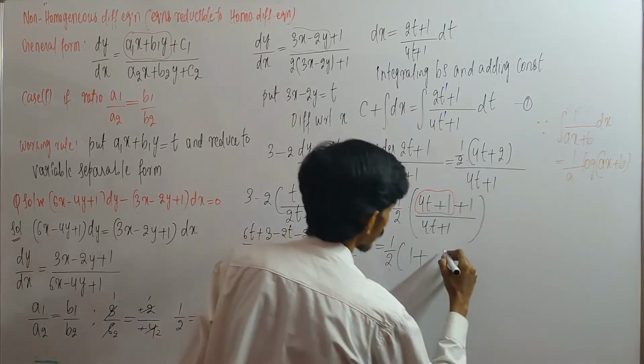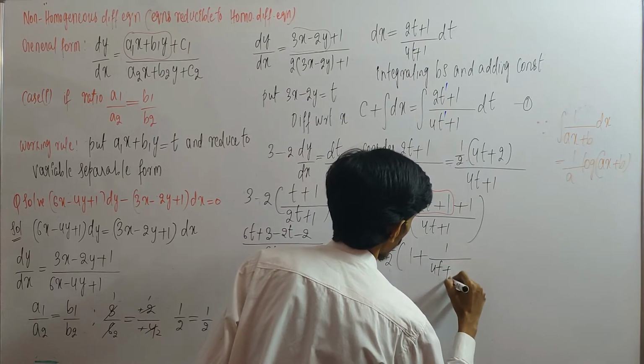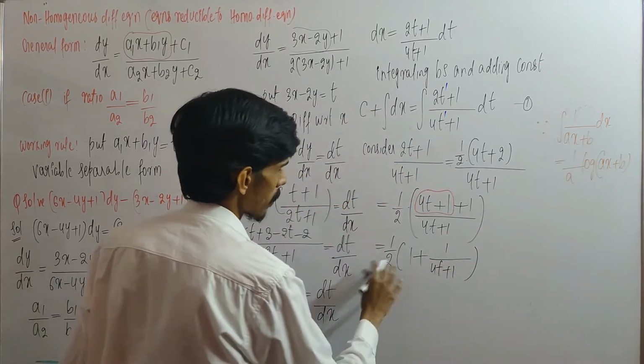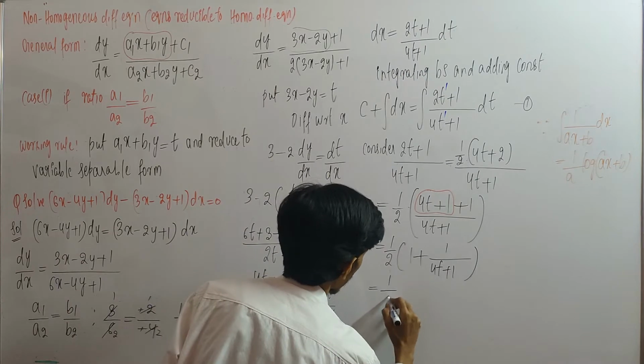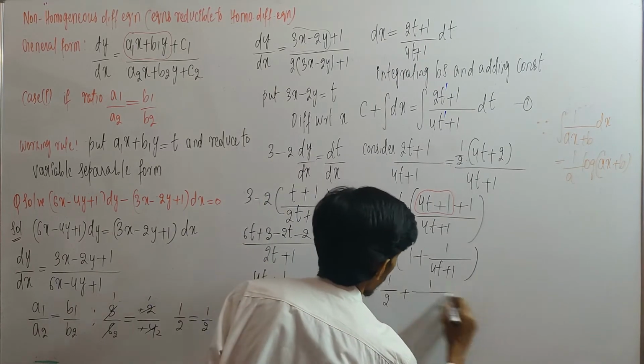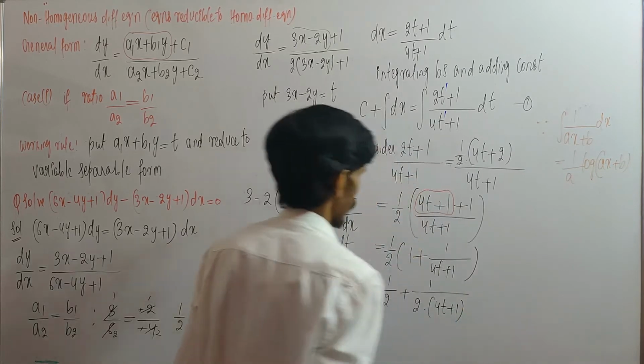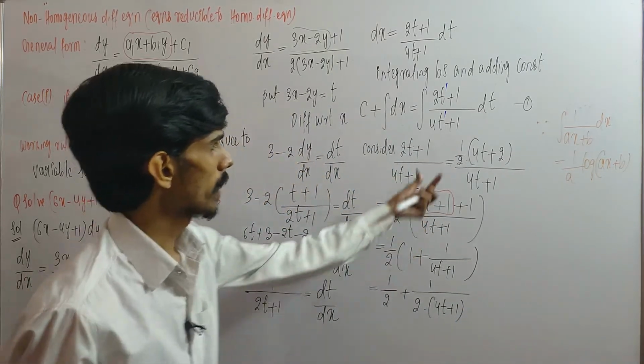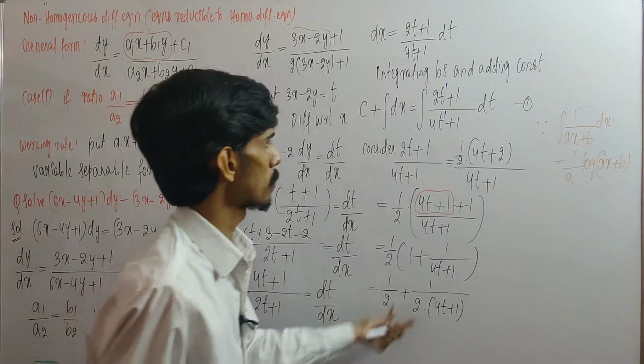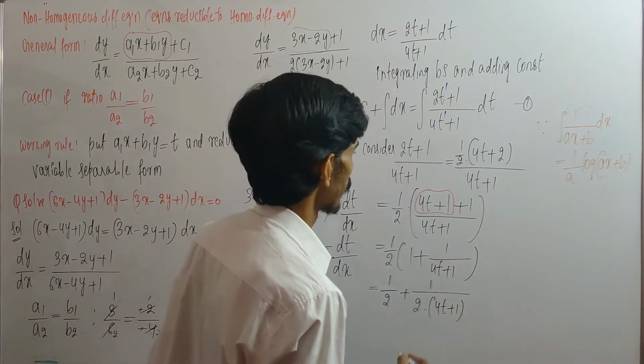Next, 1 upon 4t plus 1. Next, multiply this 1 by 2. We'll get 1 by 2 into 1 by 2 into 4t plus 1. Now we got this value. Now let us substitute in equation 1.